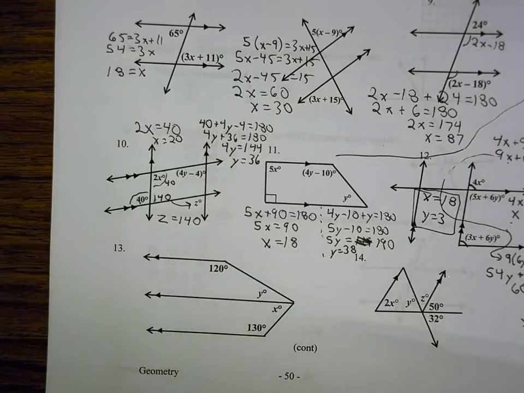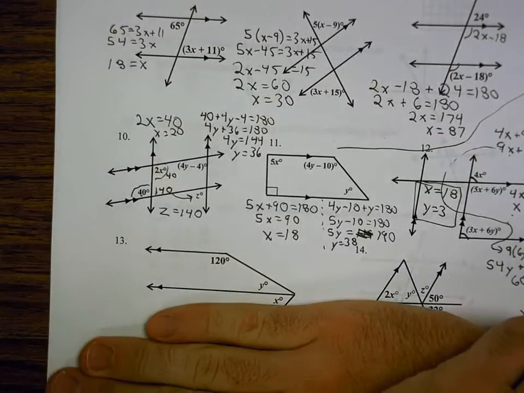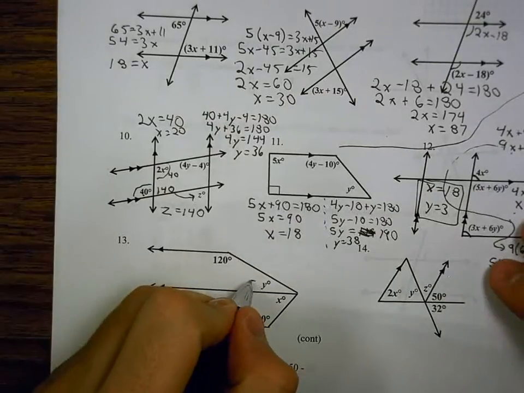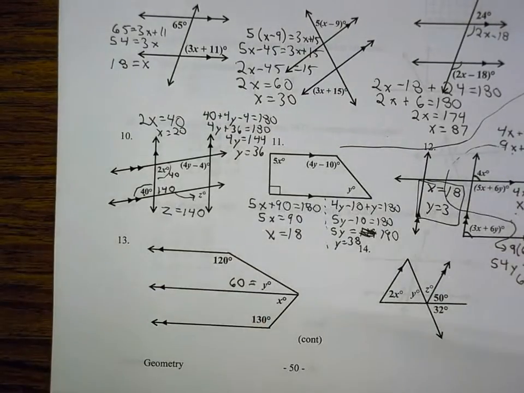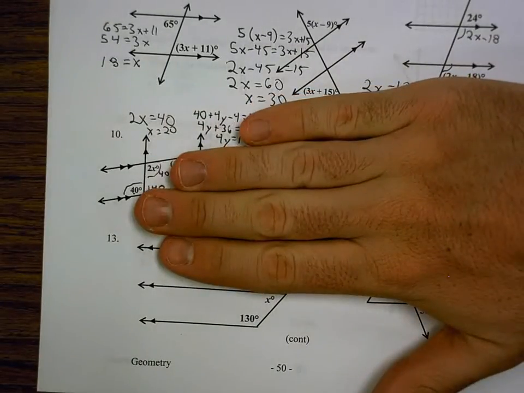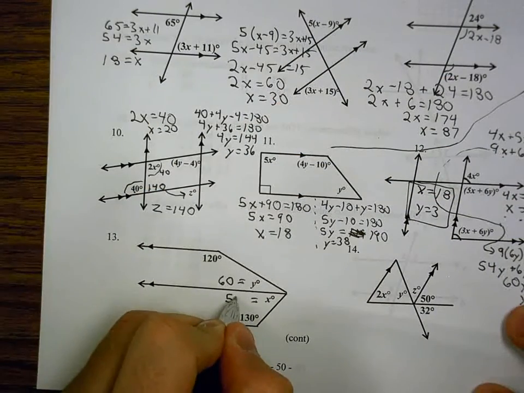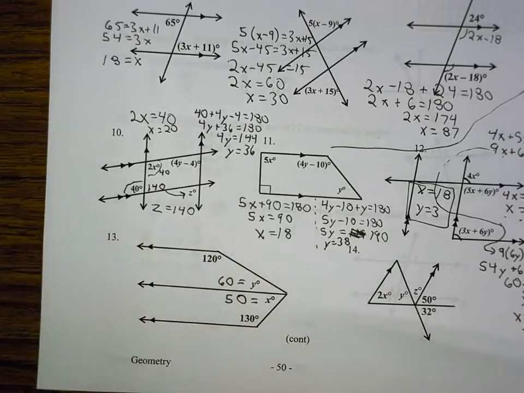13 is a lot like number 11. We have two separate consecutive interior problems just combined into one. In the top half, I have that 120 and y are consecutive interior, so that means y needs to be 60 to add to 180. The bottom half, I have 130 and x are consecutive interior. That means x needs to be 50 for it to be supplementary.